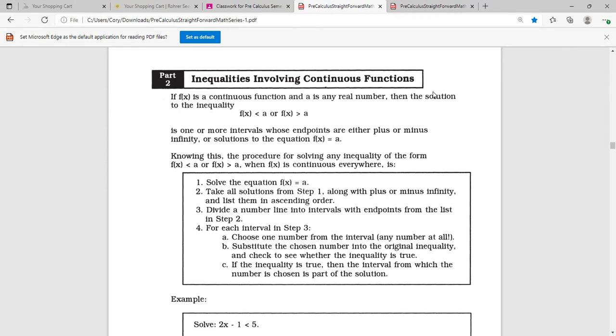Hello everybody, this is Pre-Calculus Inequalities Part 2. Alright, so in this one we're going to learn how to solve inequalities without a graph.